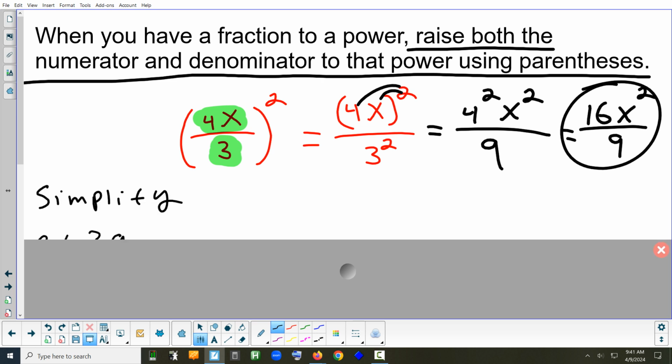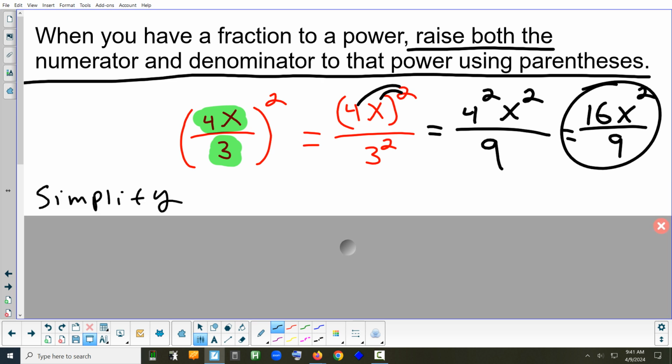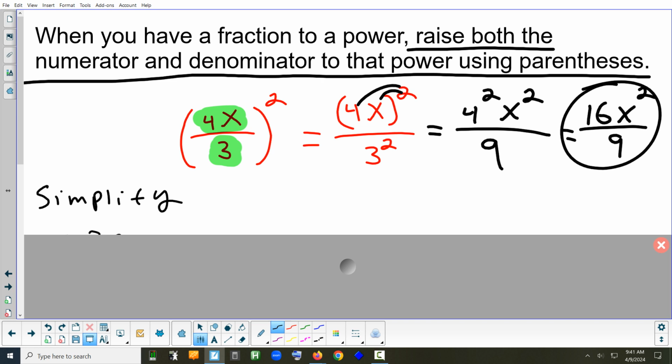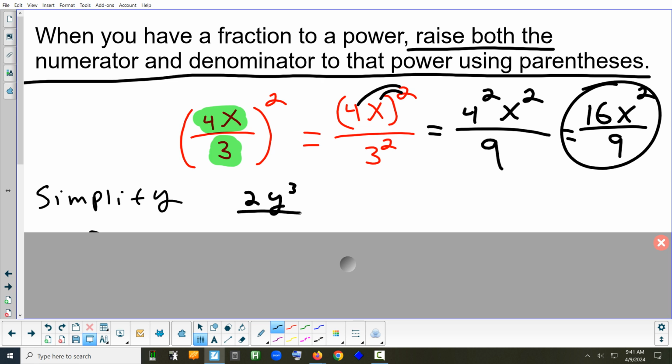Let's just try one more of those together. Okay, so it's not the example on your guided notes yet. Let's do 2y cubed over 4, and I'm going to raise that to the 5th power.